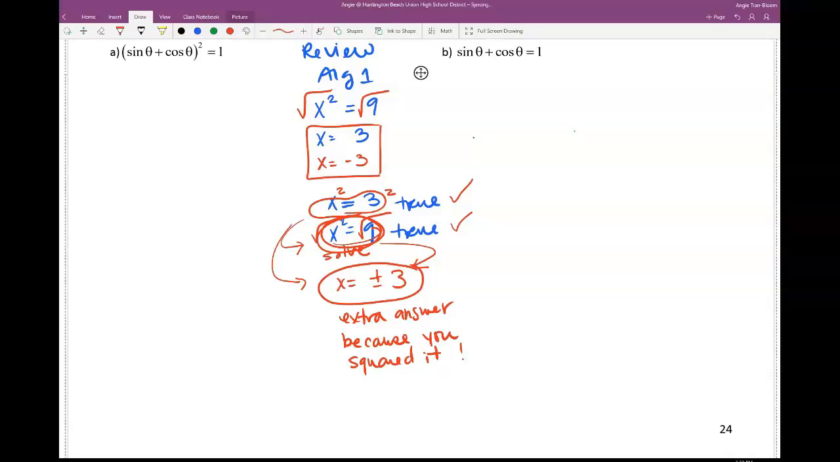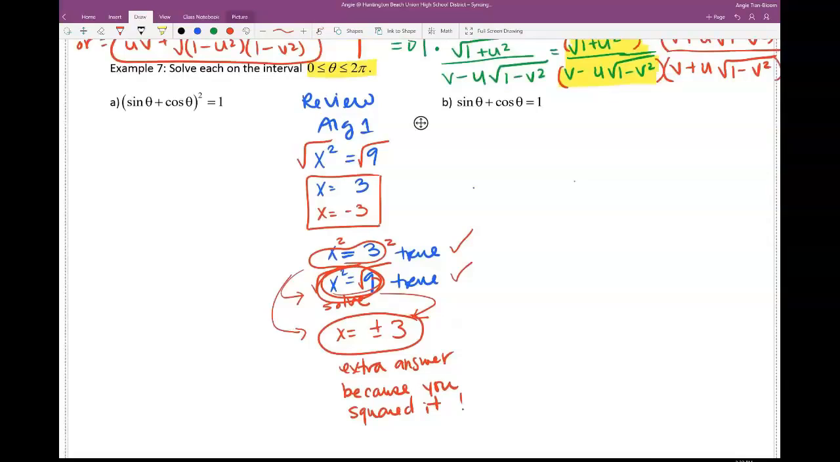But when you solve, don't forget to check the answers. Okay, so let's keep that in mind. Don't forget to check the answers. So let me spell that out. Check answers. Okay, here we go.